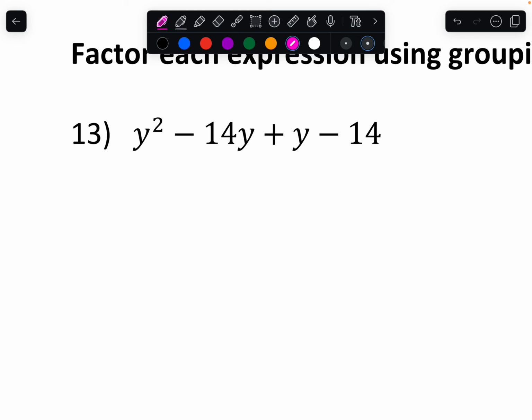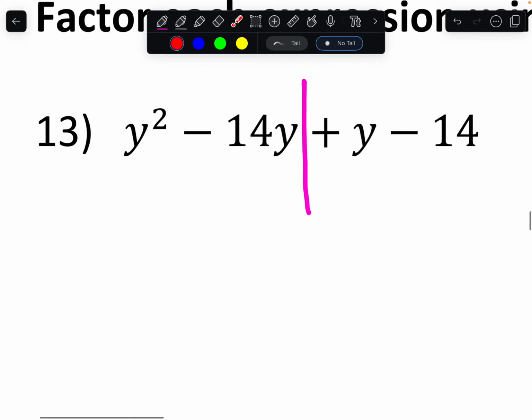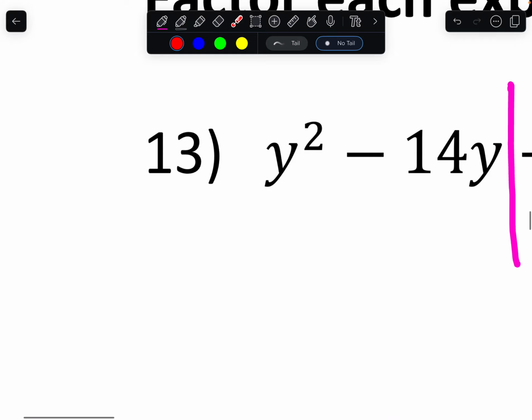So this is something that also is only done on groups of 4 terms. So you split the problem in half, and make sure you always put the line on the left side of the sign that goes here. You don't want to separate this variable or term from its sign, so just always put it on the left side there.